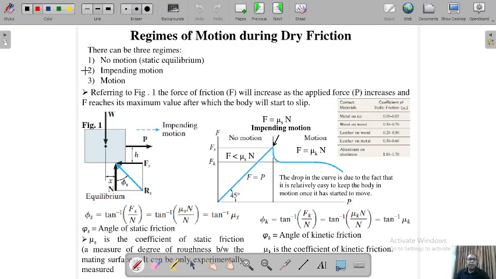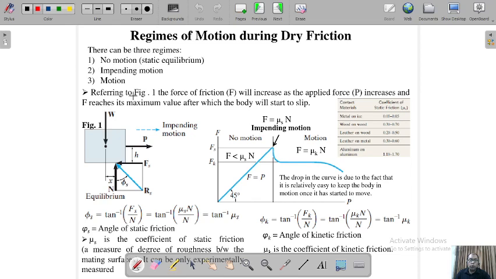Let's start with this topic of friction, which is called the regimes of motion during dry friction. So there can be three cases of this regime. Number one, the case one will be no motion and the object is in static equilibrium. Number two, it is the impending motion. And number three, the object has started in motion. So there are three different scenarios. The first one is no motion and the object is in static equilibrium.